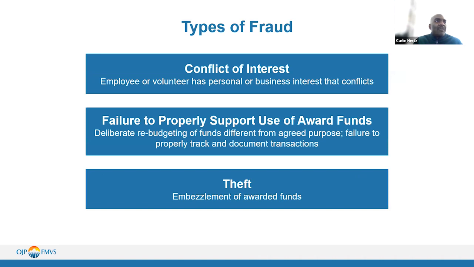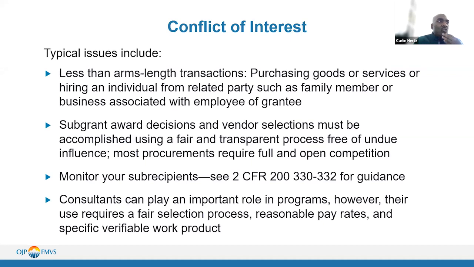Now, we are going to briefly cover two types of fraud. That will be conflict of interest and failure to properly support use of award funds. I mean, we know what theft is, so we'll focus more on the other two. As a grantee, you are required to use funds in the best interest of your program. Decisions about the use of these funds must be free of any undisclosed personal or organizational conflicts of interest, both in appearance and in fact. Also, you want to avoid using family members or good friends to conduct business with. When in doubt, just don't do it.